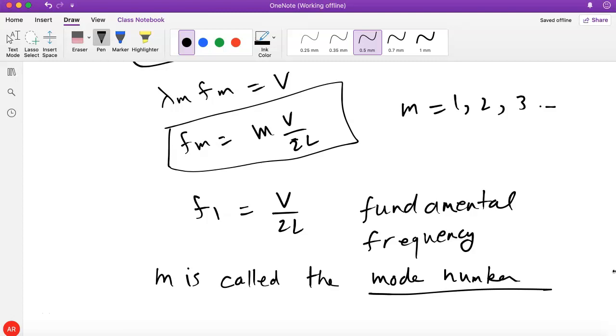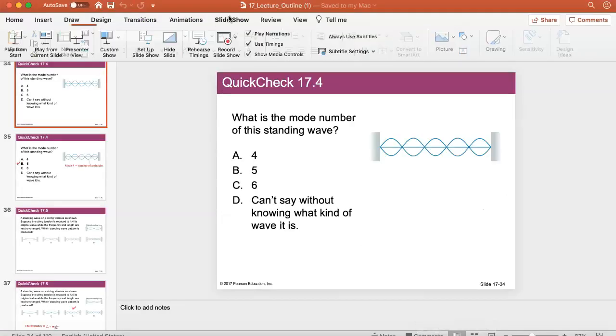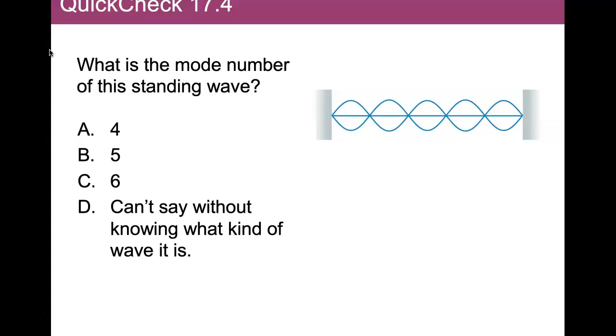Okay, so let's take a look at this example here. It's a very simple example. Yeah, take a few seconds, pause the video, try to figure out the answer. All right, so we just count the number of antinodes, or the number of half wavelengths. So 1, 2, 3, 4, 5. And that's our answer, right? That's the mode number. The number of antinodes is the mode number.